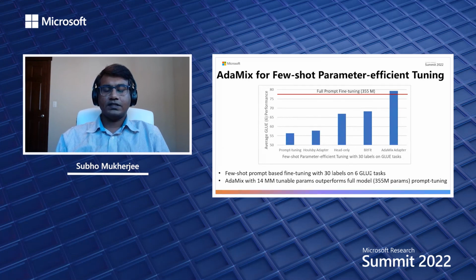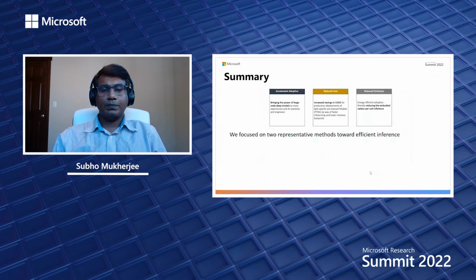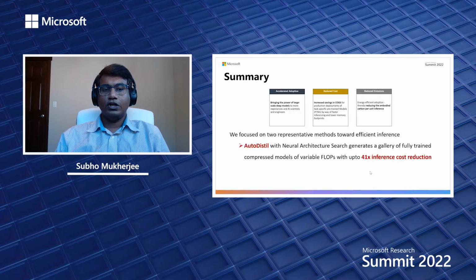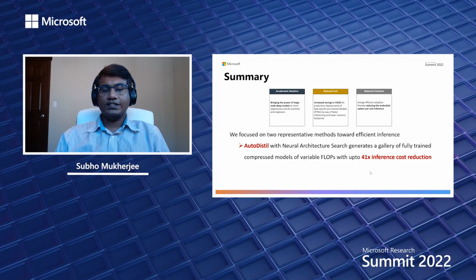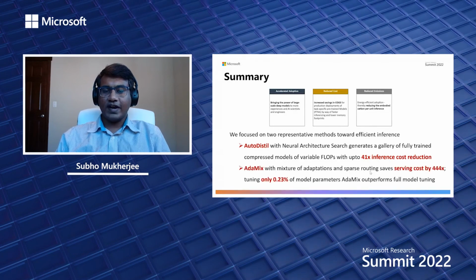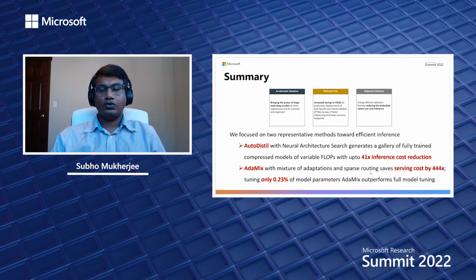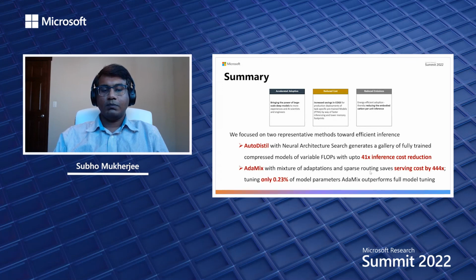Finally, to summarize, in this talk, we focused on two representative methods for efficient inference. The first one is auto-distill, which leverages neural architecture search to generate a gallery of fully trained compressed models of variable flops with as much as 41x inference cost reduction. The second technique is AdaMix, which leverages mixture of adaptations and sparse routing to massively reduce the serving cost. By tuning only a small amount of model parameters, AdaMix outperforms full model tuning performance for both NLU and NLG tasks.